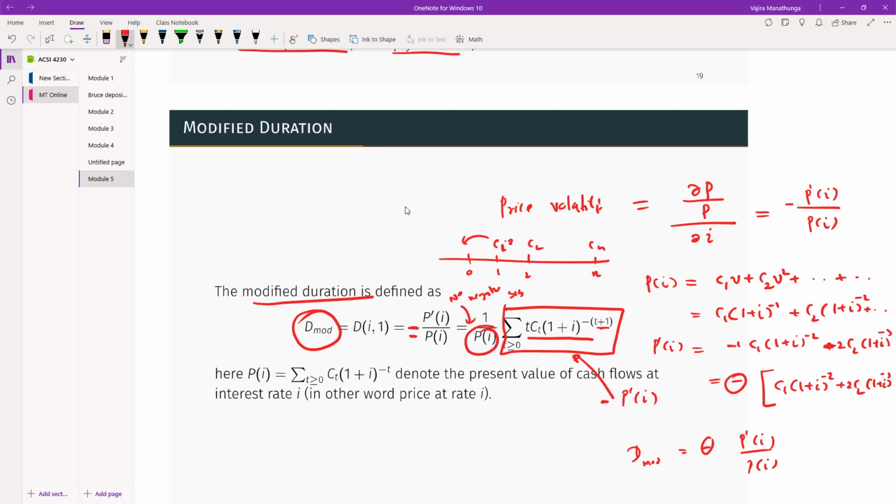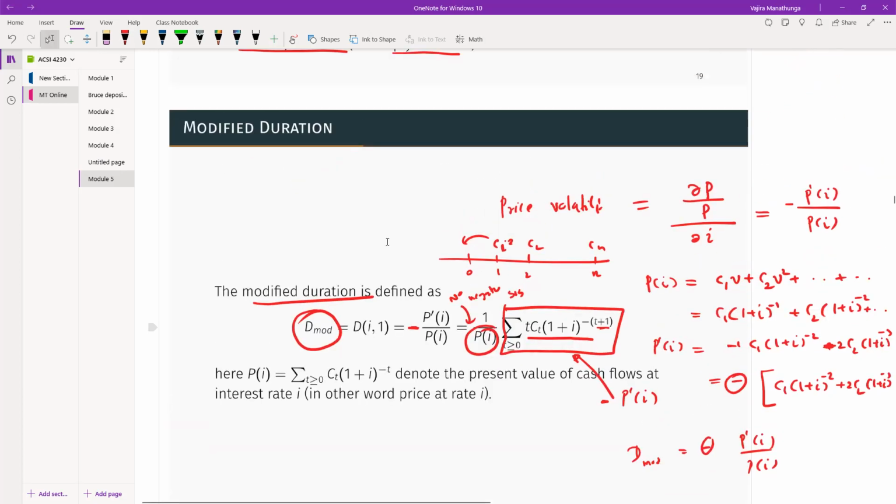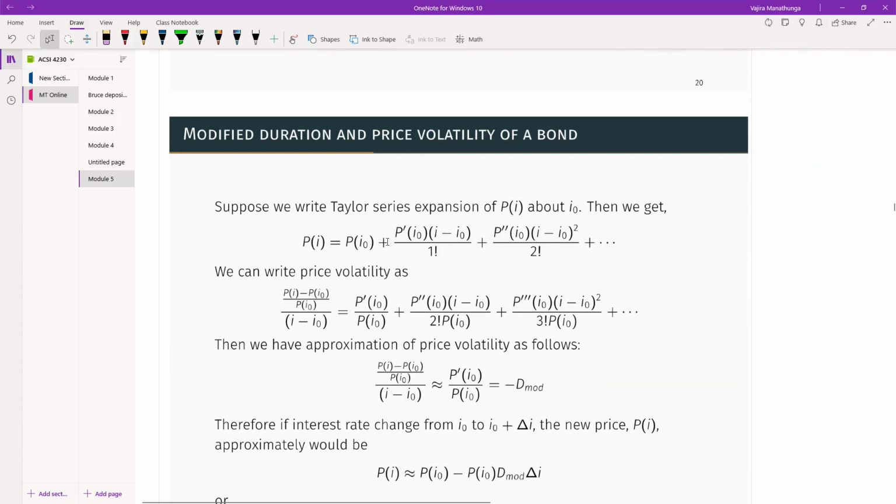But here you will see the negative sign. Okay, there's a negative sign. So that's how you calculate the modified duration. Here you can see a clearer explanation of why someone wants to define modified duration that way.